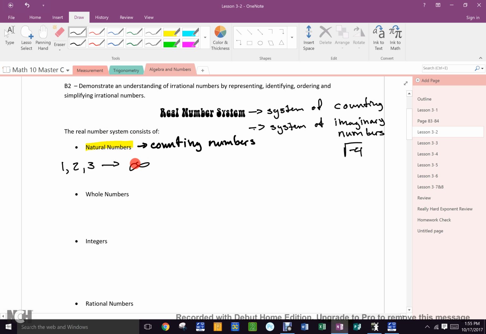Forever. They go up to infinity. No, there is no beyond infinity. That's why that line is funny. Okay? Everybody cool with that?